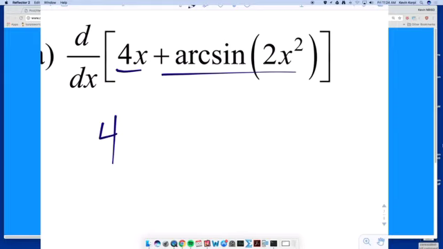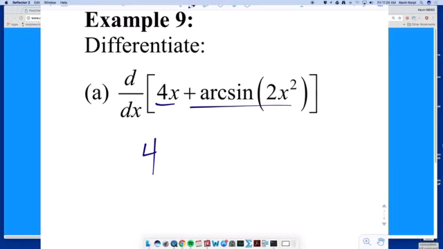The derivative of 4x is just 4 by the power rule. And remember, this is the expression format, so there's no dy/dx equals. You don't put anything in front. The derivative of the top line is, implied, 4. And then now we have arcsine of blob. So this is the chain rule.